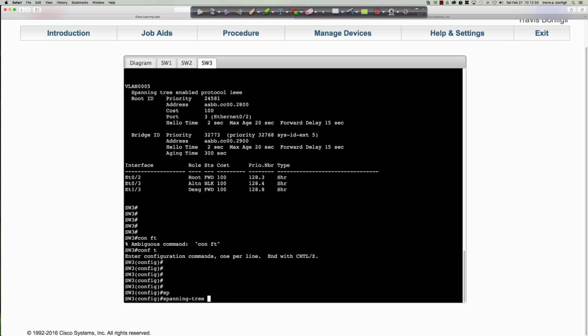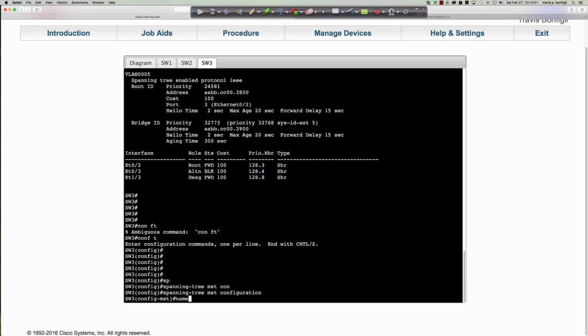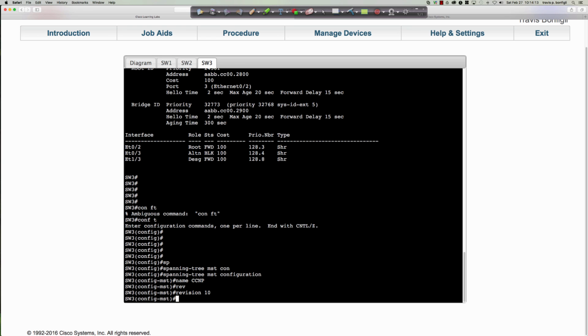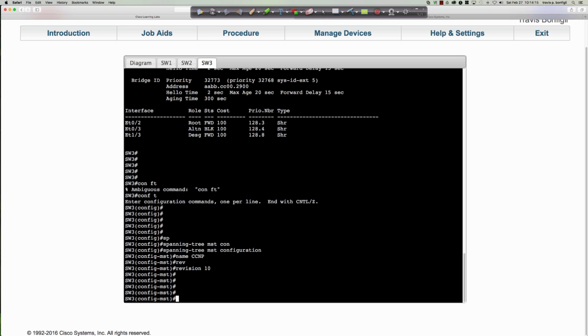Now the key thing to remember while we're doing this is that we haven't turned multiple spanning tree on yet. We're simply setting the configuration up so that all of these parameters match that we need to have match. Again, the multiple spanning tree name, revision number, and VLAN to instance mapping. All right, so that is our base config, and this is what you want to do first. Now, if you're following along, we're on step 3.